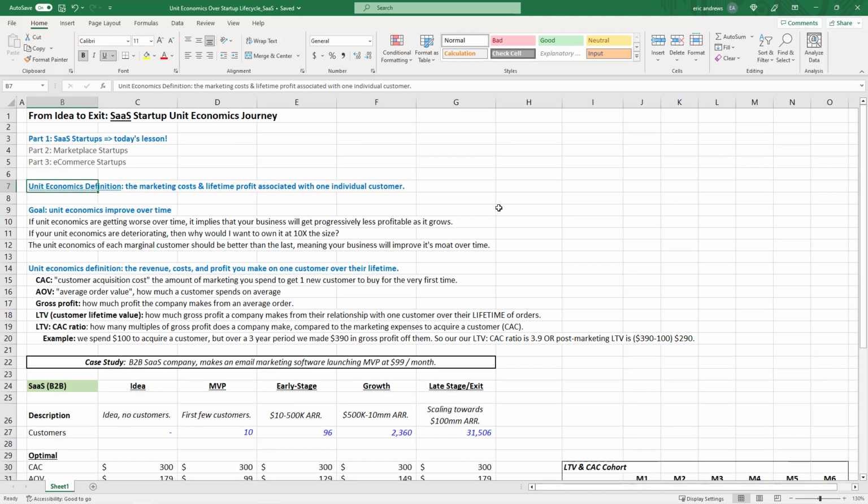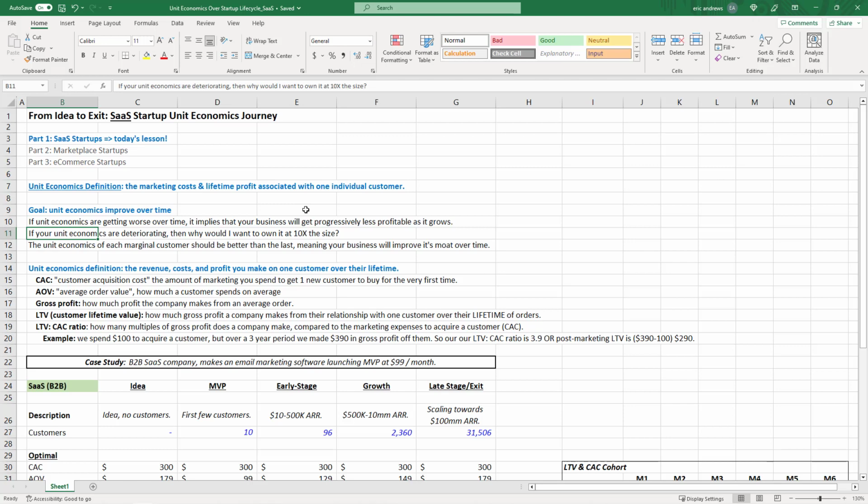So unit economics, the basic concept is that they represent the marketing costs and lifetime profit associated with one individual customer. So it's kind of like an income statement for one individual customer. So the goal of any startup is that the unit economics improve over time so that they continuously have marketing costs that are staying the same or going down, and that their profit per customer is going up over time. The reason why is because if unit economics are getting worse over time, it implies that your business will get progressively less profitable as it grows.